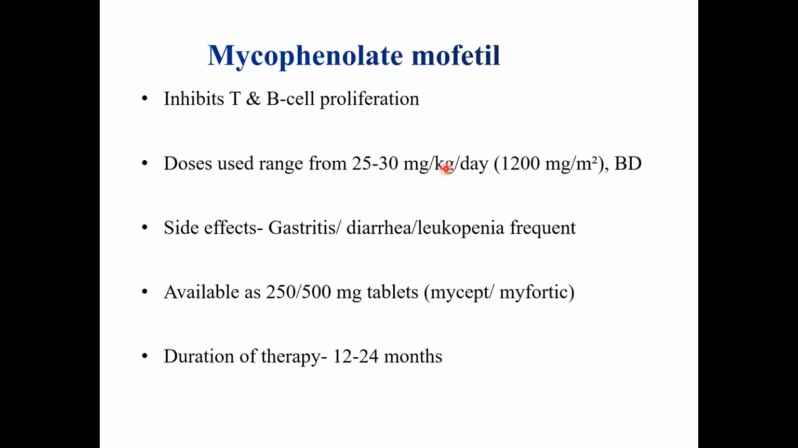Now, a word about a newer agent, which is mycophenolate mofetil. This is a drug which inhibits both T and B cell proliferation, and it is used in doses of 25 to 30 milligram per kg per day in the pediatric age group. It has a half-life of about 10 to 12 hours, so it is given as BD dosing. It is available as 250 and 500 mg tablets.